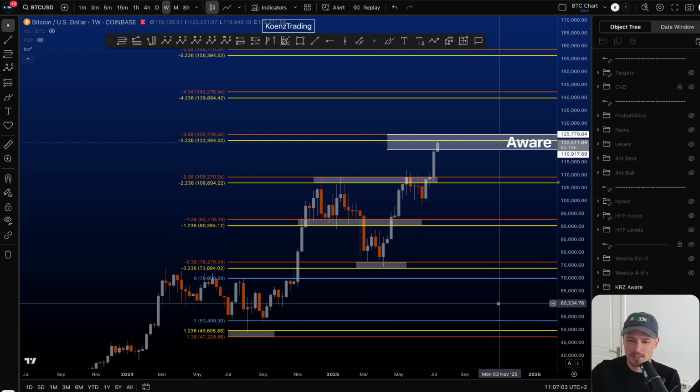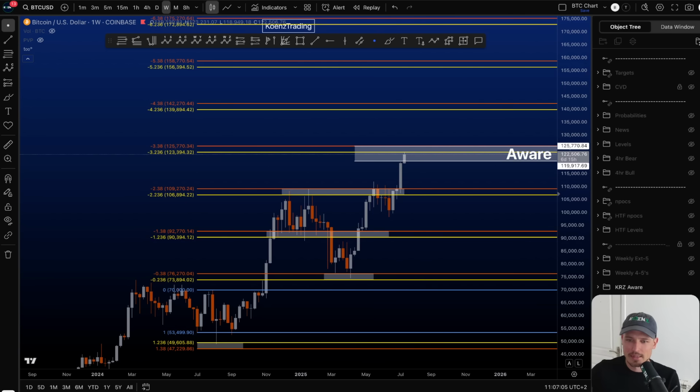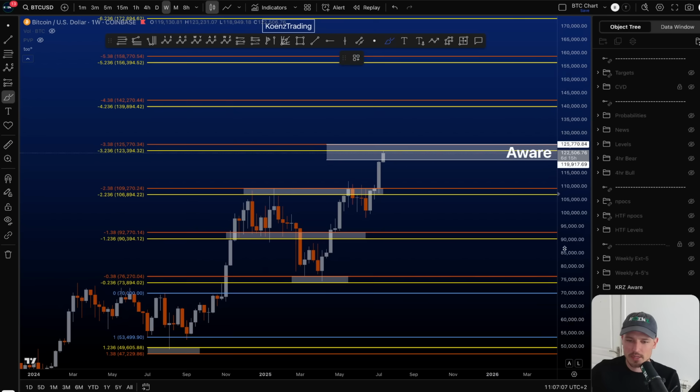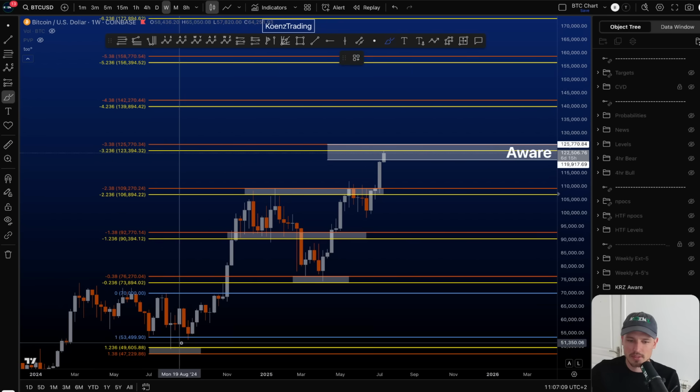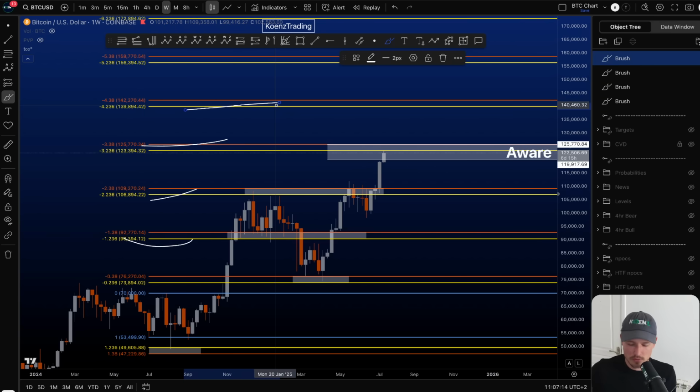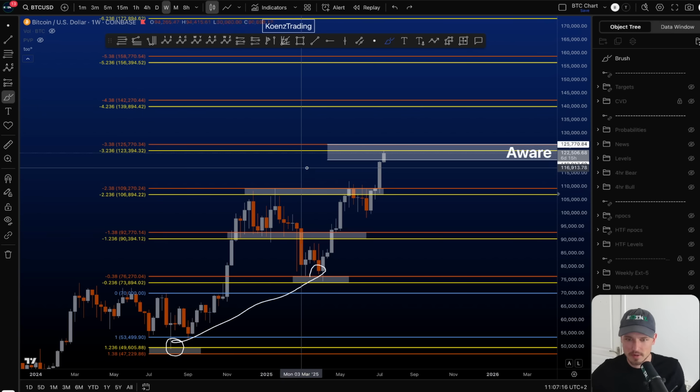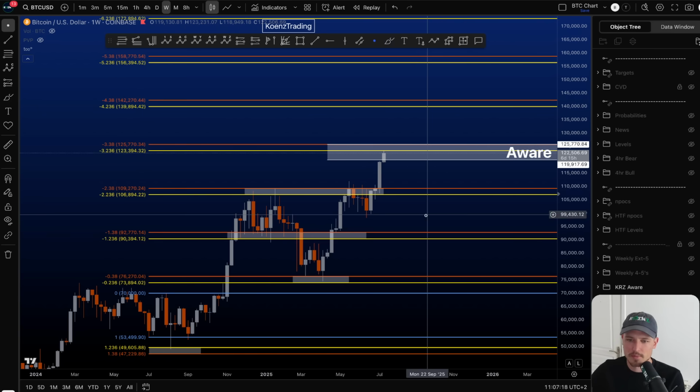It's something I discovered myself years ago, and I've shown it a couple of times. If you're a regular viewer, you probably know about this by now. But yeah, nicely respected over here. Just observe each of these pockets as a support and resistance area on a weekly time frame. And you can see the respect here of the pool.